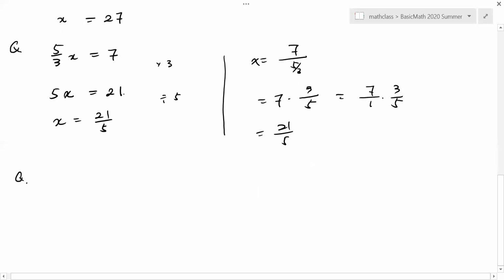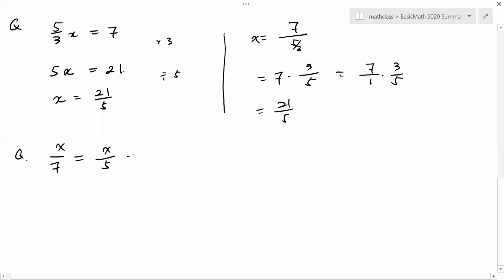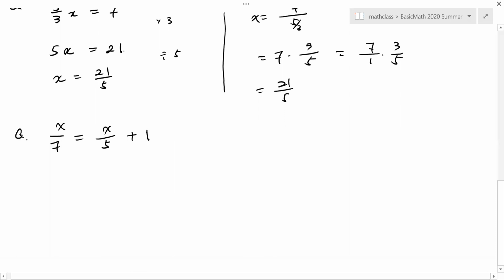All right, so the next problem. You have 6 over 7 equals x over 5, and then maybe a plus 1 here. I think the best way to do it is to get rid of fractions. We don't like fractions because the numbers become more complicated. So how do you get rid of fractions?